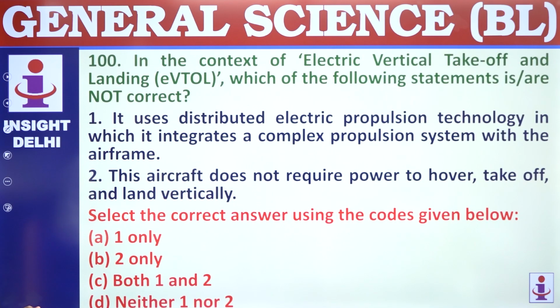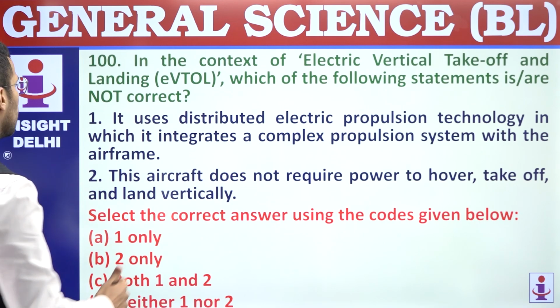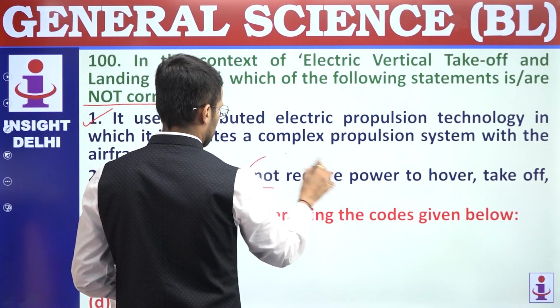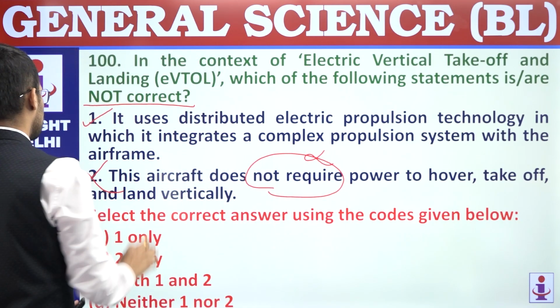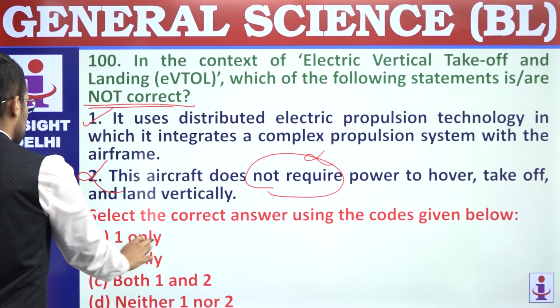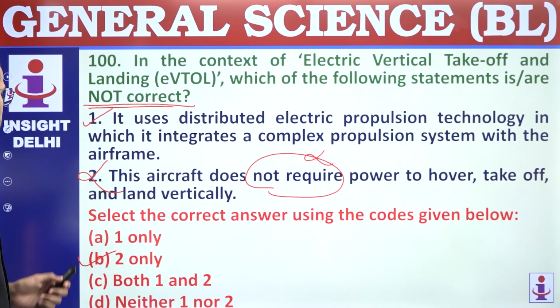100. In the context of electrical vertical takeoff and landing, which of the following statements are not correct? First, it uses distributed electrical propulsion technology in which it integrates a complex propulsion system with airframe. Correct statement. Second, this aircraft does not require power to hover, take off and land vertically. It does need power, and that's why second statement is incorrect. So we are supposed to find out statement which is not correct. Second is not correct, hence answer is B, 2 only. Question number 100, answer is B.